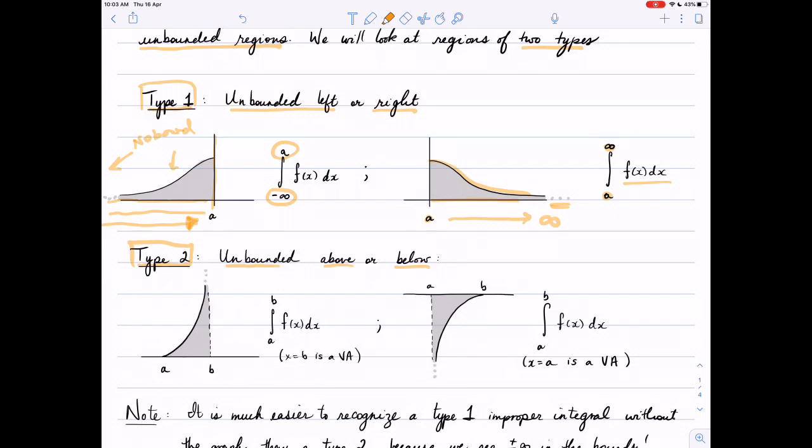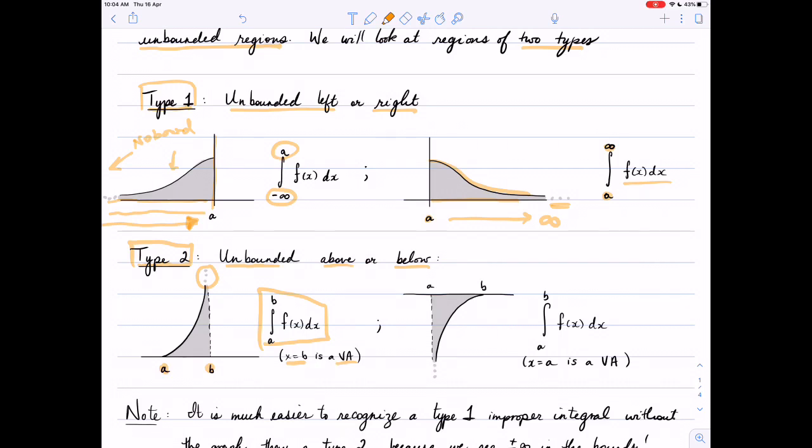So here is one where the region is unbounded above. The region just keeps on going. And here, this is between A and B, and so we would write something that looks perfectly normal. The only issue here is that x equals b is a vertical asymptote. So that function just keeps on climbing, and so does the area.